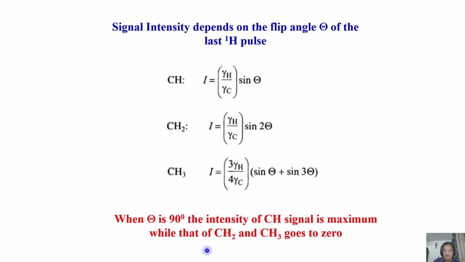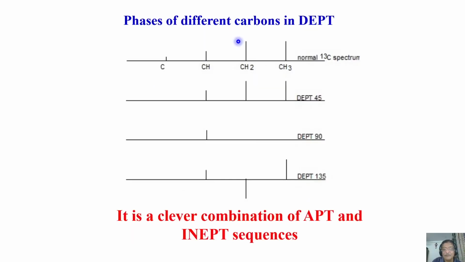What happens for CH2 and CH3 when it is sin 90? Look at it. Then these two signals will go to 0. As a consequence, very clearly you say, when it is a 90 degree pulse, we see only this. So based on this theoretical understanding of how the intensity of the peaks of different carbons attached to different protons varies as a function of angle phi, we know how we can edit the carbon 13 spectrum.